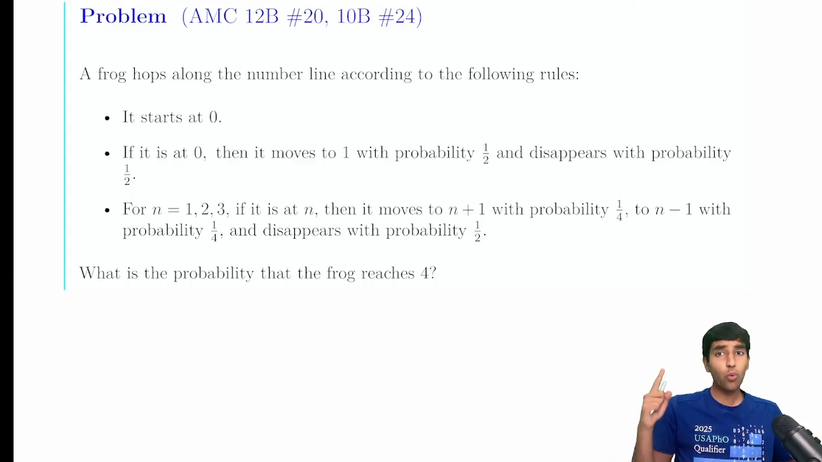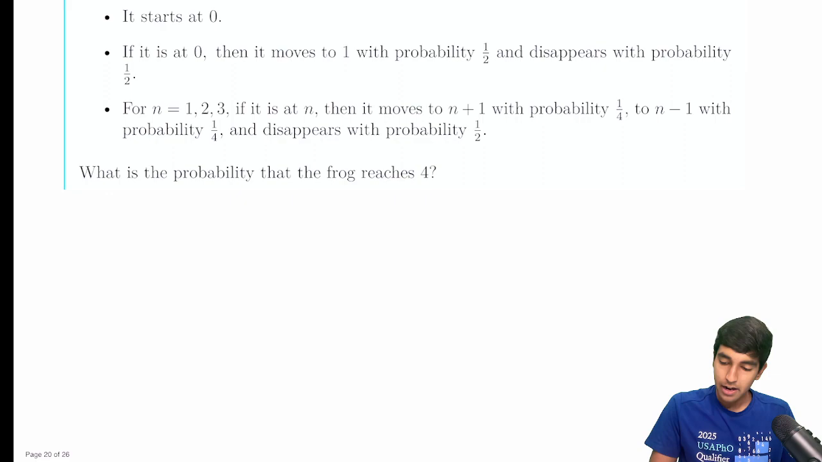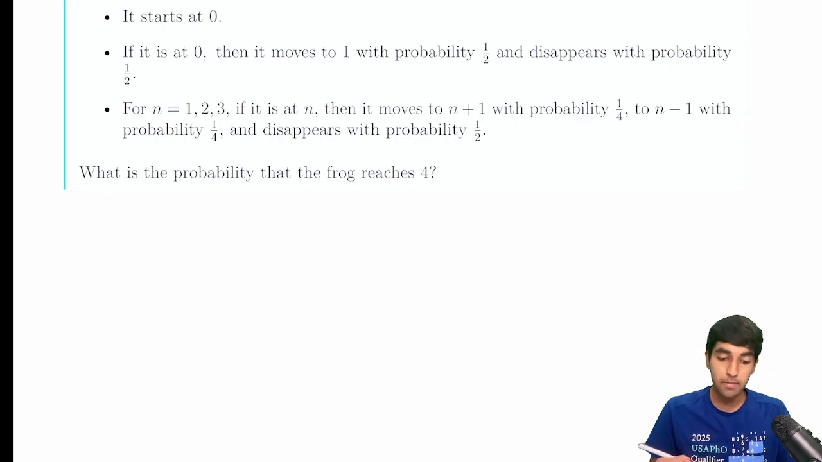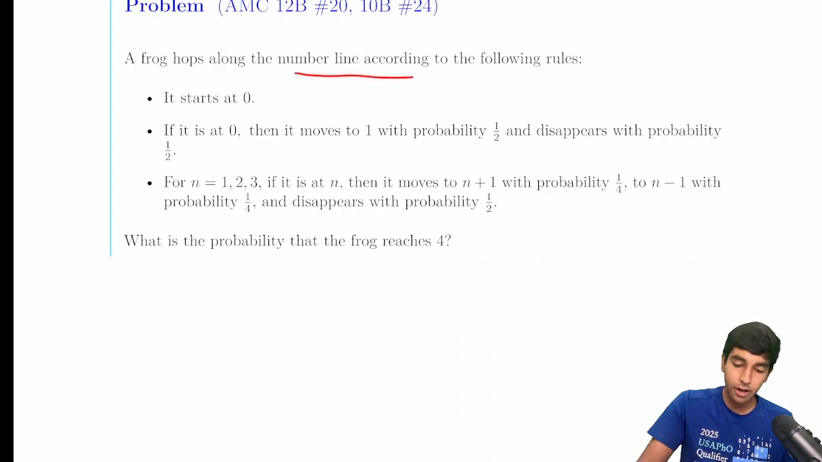Let's explore number 24 on the 10B, number 20 on the 12B. We have a frog hopping problem. Now this is a stereotypical states problem. Let's see how we can set it up and solve it. Okay, so we have a frog on the number line.